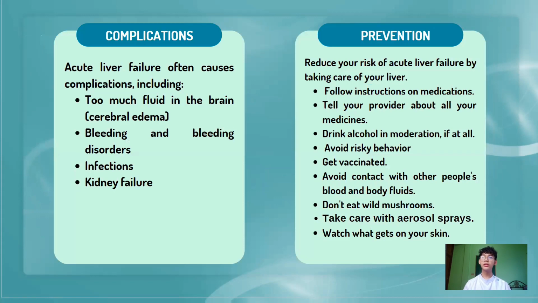Complications. Acute liver failure often causes complications, including too much fluid in the brain, cerebral edema. Too much fluid causes pressure to build up in your brain, which can lead to disorientation, severe mental confusion, and seizures. Second, bleeding and bleeding disorders.